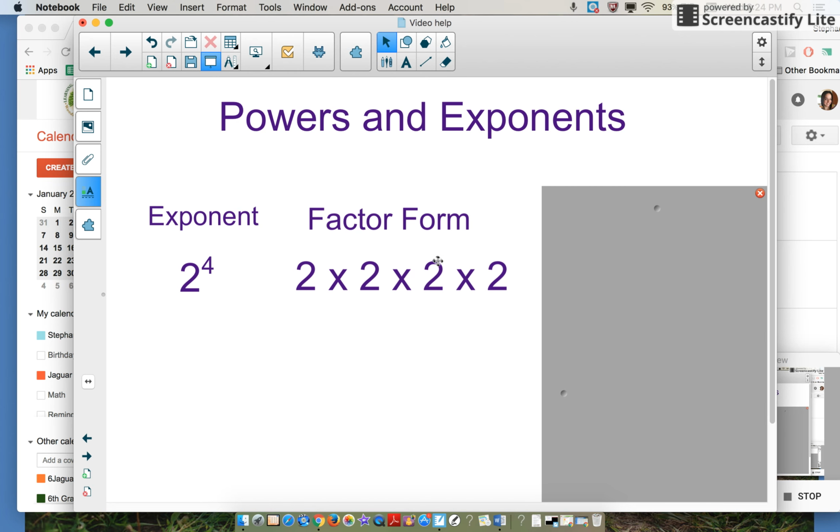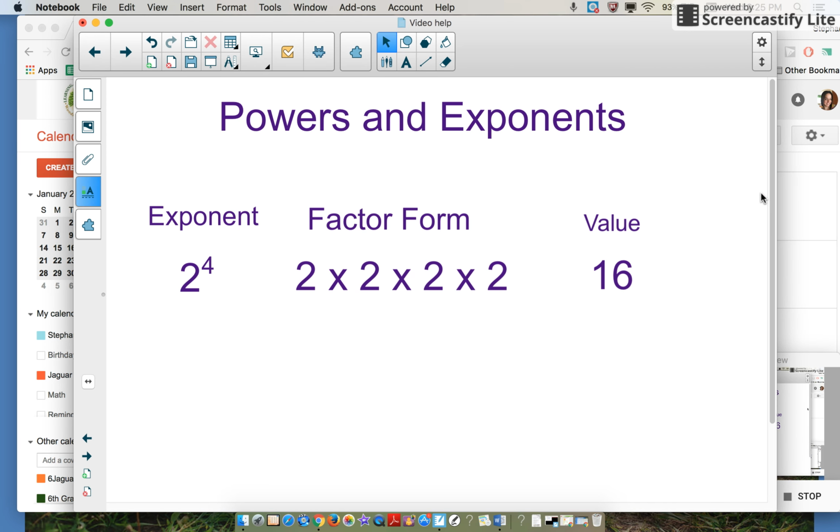So if you're ever given the factor version and you're trying to figure out how to make it into exponential, you look at what's being multiplied, which is 2 here, and that becomes the base. And then you count how many times the 2 was used, and here it's been used 2, 3, 4 times, so that becomes your 4, and that's your exponential version. So you have 2 to the 4th, and if I asked you to figure it out, you would have to do 2 times 2 times 2 times 2, which hopefully we know is 16. So that's powers and exponents.